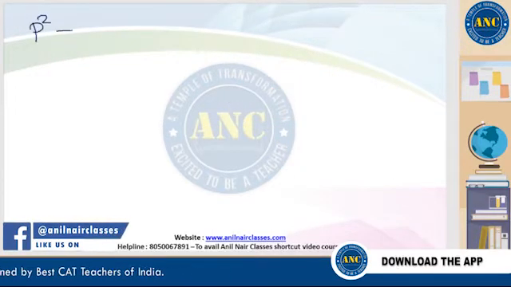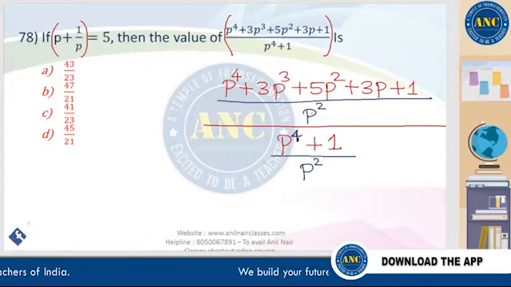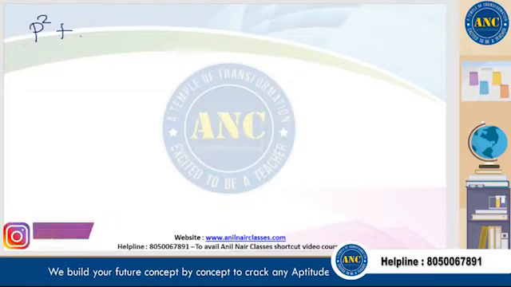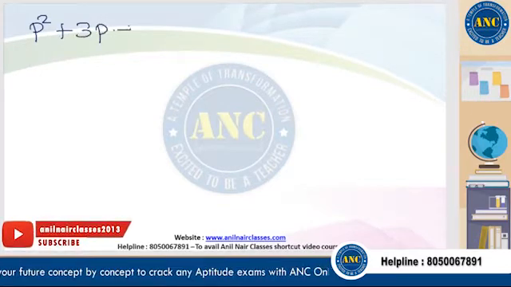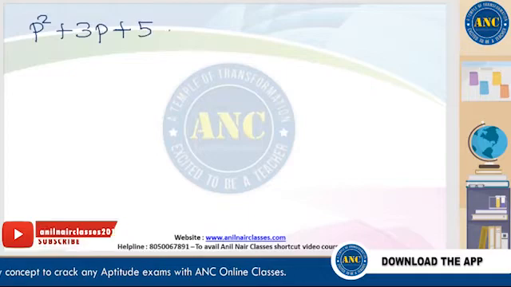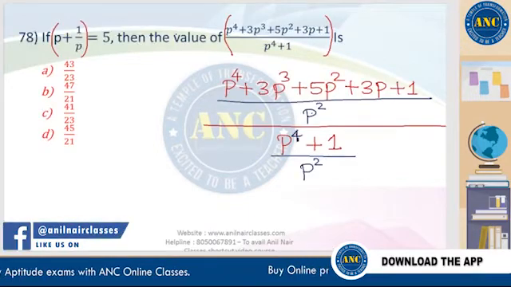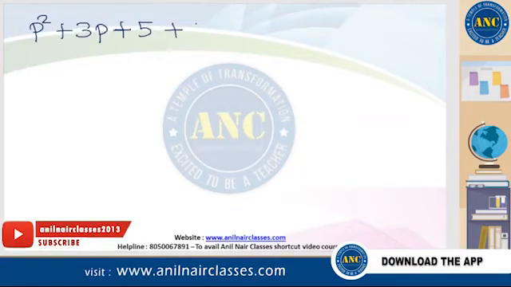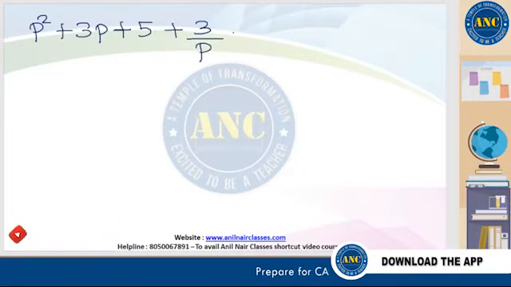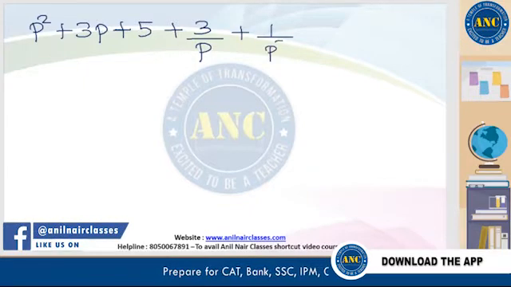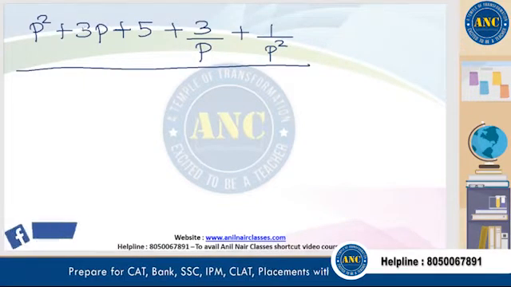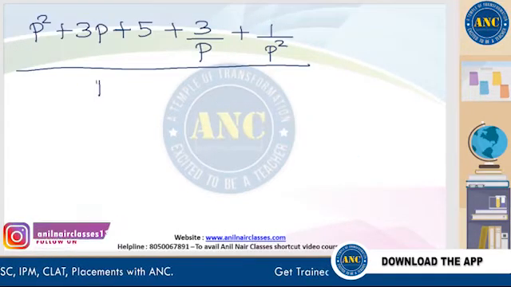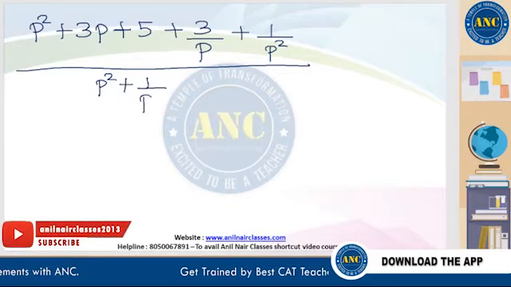This becomes p square plus 3p cube by p square, 5p square by p square. 3p cube by p square is nothing but 3p. 5p square by p square is nothing but 5, plus the next two terms: 3p divided by p square is 3 by p, plus 1 by p square. I will write it as it is. The whole thing is divided by p power 4 by p square, which is p square, plus 1 by p square.